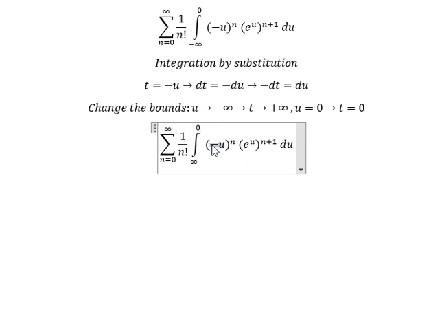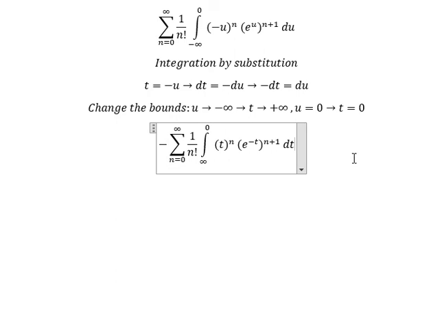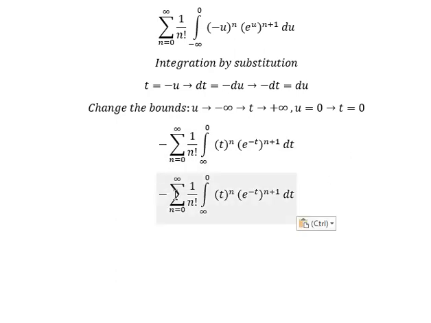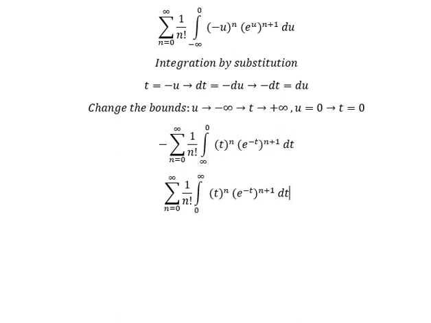So negative u we change to t. We put negative in here, we have negative t in here. du we change to negative dt. So because we have the negative sign, we can swap the top and the bottom bounds. And we have negative t multiplied by n plus 1.